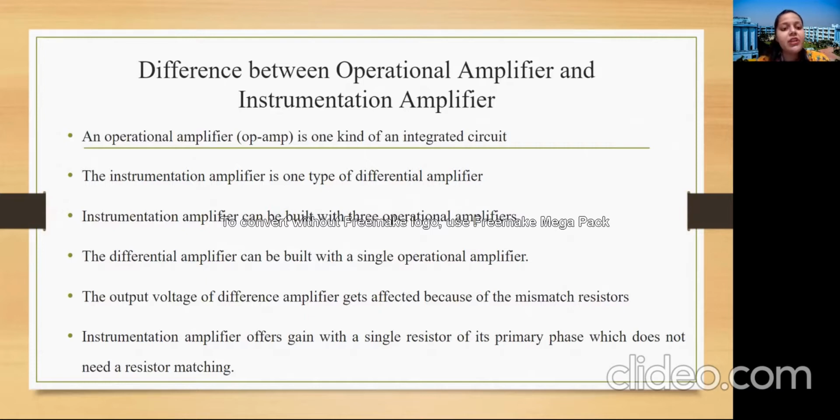The instrumentation amplifier is one type of differential amplifier. An instrumentation amplifier can be built with 3 operational amplifiers. The differential amplifier can be built with a single operational amplifier. The output voltage of a difference amplifier gets affected because of mismatched resistors. An instrumentation amplifier offers gain with a single resistor at its primary stage, which does not need resistor matching. So these are the differences between a normal op-amp and an instrumentation amplifier.